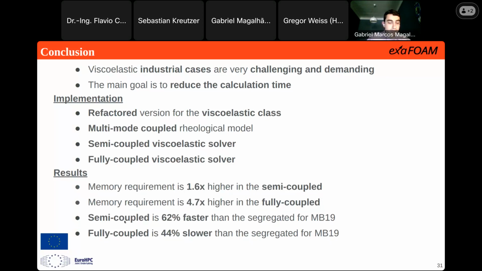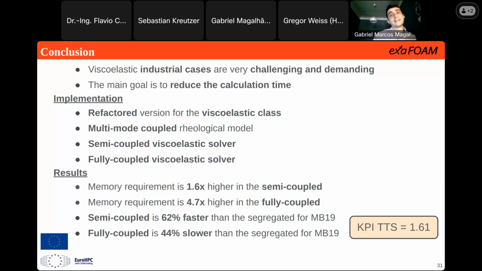For the semi-coupled solver, we observed results 62% faster than the segregated for the micro benchmark 19 of exaFOAM, but for the fully coupled solver, we observed a result 44% slower than the segregated for the same micro benchmark. And the result of the KPI time to solution, considering the time of the semi-coupled solver, is 1.61.